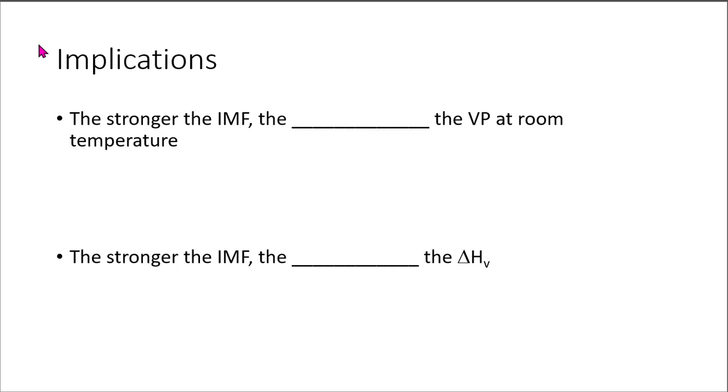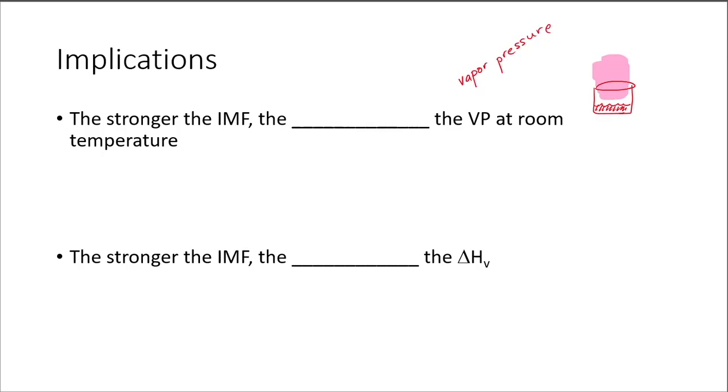All right, more implications. The stronger the intermolecular force, what do you think about the vapor pressure? The vapor pressure: it's like if you have a beaker with some kind of substance in it, liquid or whatever. How much vapor is in the gas phase above it? So if a molecule is held really, really tightly together, are you going to get more vapor or are you going to get less vapor?